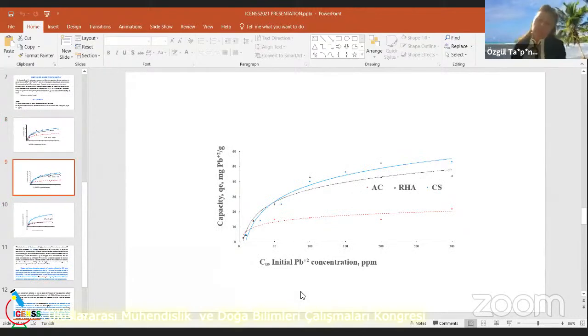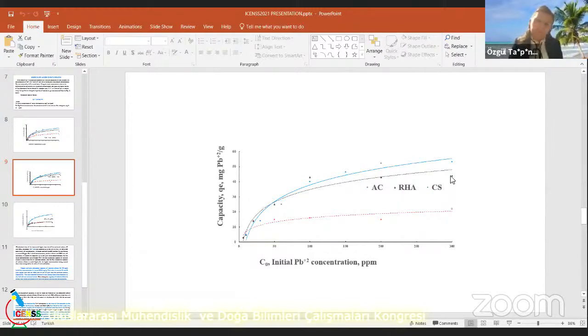As you see here, this is the result of the lead adsorption equilibrium study of 3 materials: activated carbon, rice hull ash, and calcium silicate. In this diagram, this is the calcium silicate adsorption curve, the capacity. As you see here, calcium silicate is adsorbing lead ions higher than the activated carbon and rice hull ash. Activated carbon is around 15, but calcium silicate's capacity is around 50. So the lead adsorption capacity of calcium silicate is higher than activated carbon's capacity, almost 3 times.